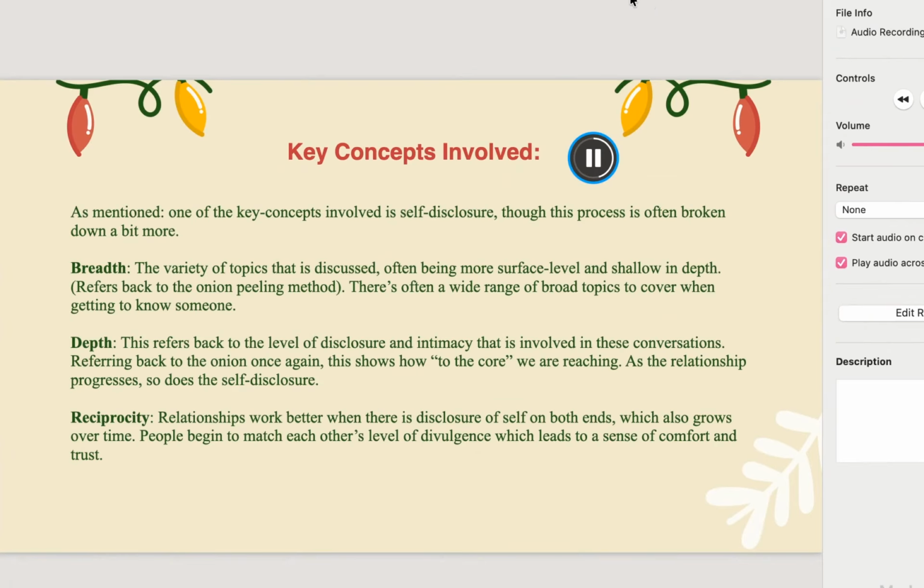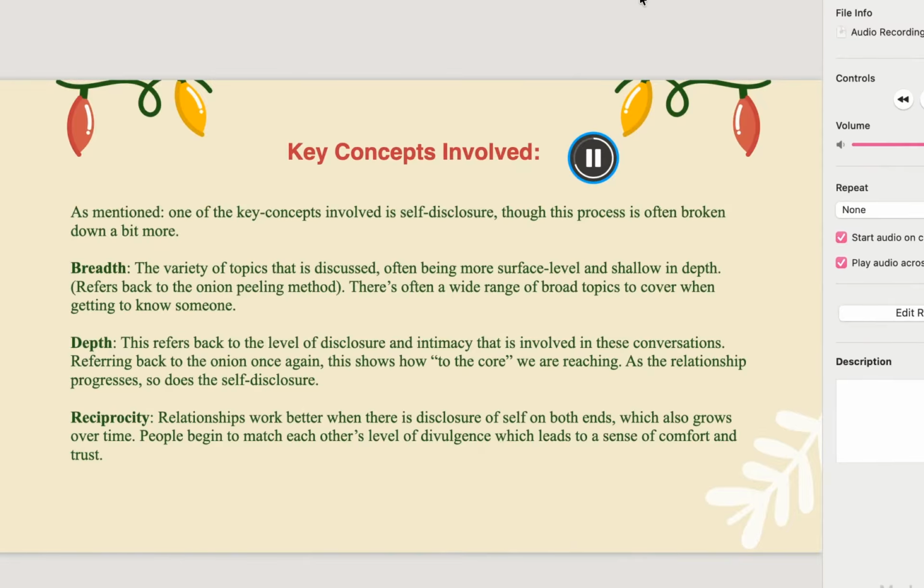Moving on to depth, this refers to the level of disclosure and intimacy that's involved in these conversations. Again, with the onion peeling method, this shows how close to the core we're reaching in these conversations, and as the relationship progresses, so does the self-disclosure on both ends.